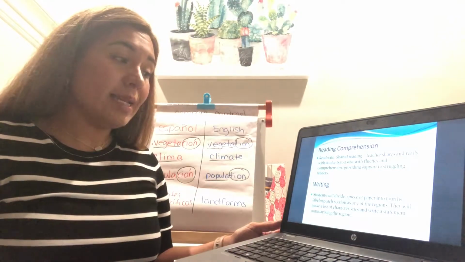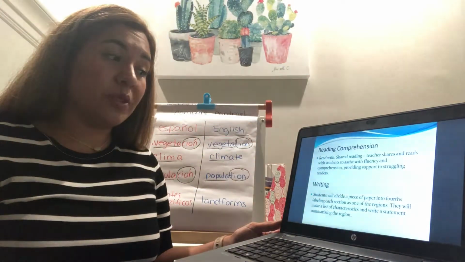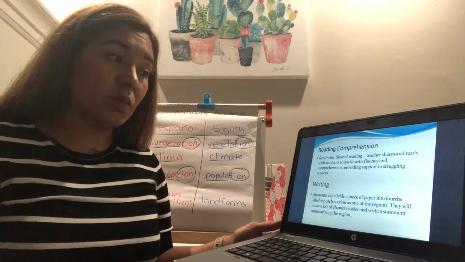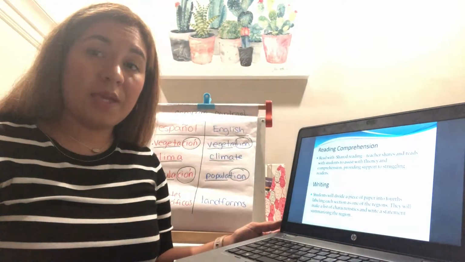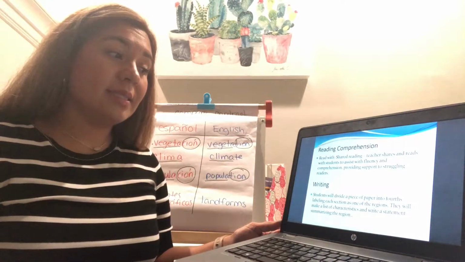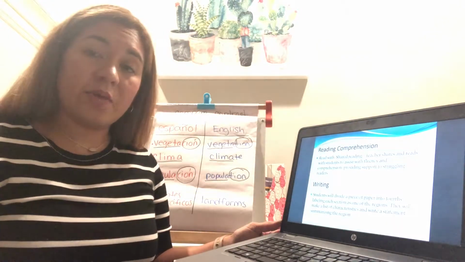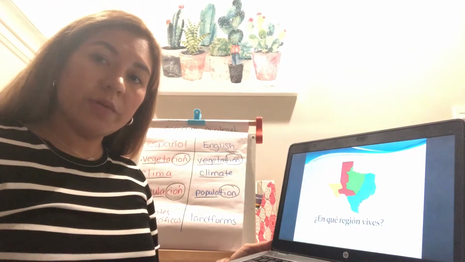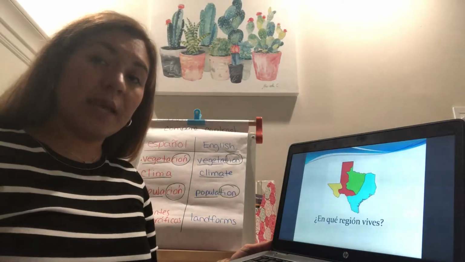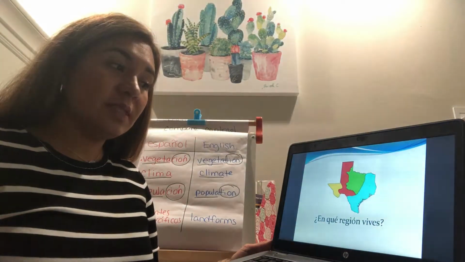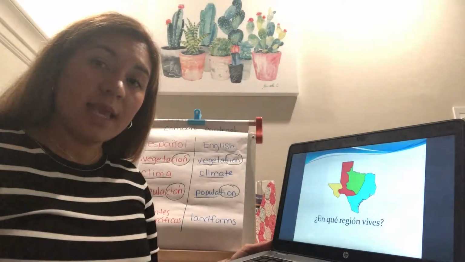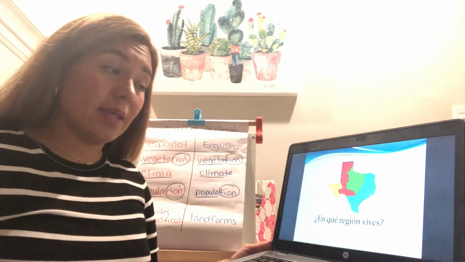For writing, students will do an activity that pertains to dividing a piece of paper into fourths, labeling each section as one of the regions. And of course, this would be after we've discussed and learned about these regions. They will make a list of characteristics and write a statement summarizing the region. In continuation to the writing activity, students will be prompted with this question: ¿En qué región vives? In which region do you live in? This gives me an idea of what they've obtained from the lesson, and actually helps me evaluate what they've learned.